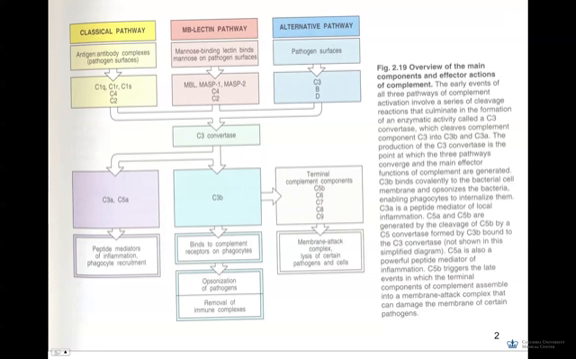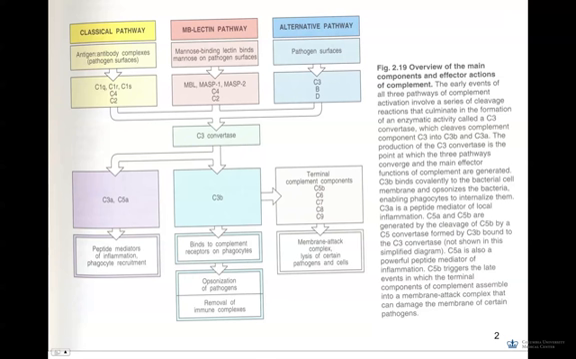Another outcome of complement is this opsonization that I mentioned. Some complement proteins bind to the pathogen surface and increase the likelihood of phagocytosis by our scavenger cells. So we have opsonization of pathogens.